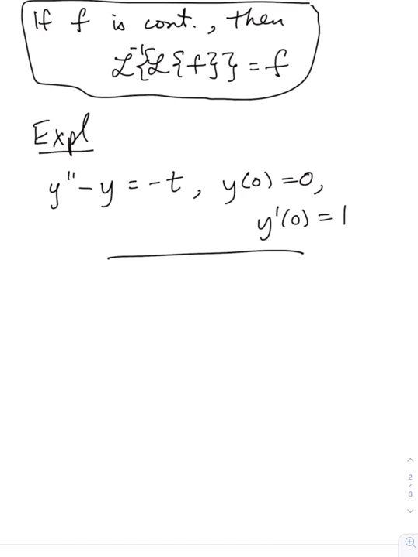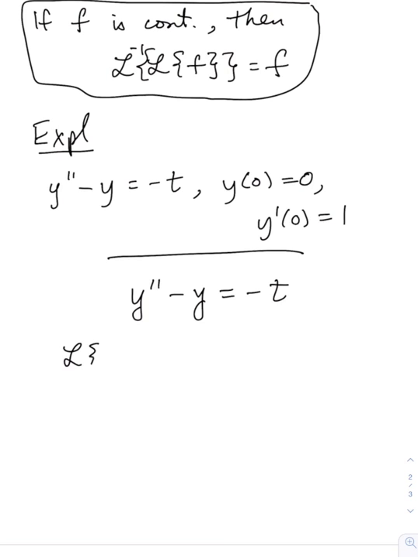We know already from our existence and uniqueness theorems that there is a solution, y. So there's this unknown function y which satisfies this equation. Ignoring for the moment the initial conditions, just look at the differential equation. The left-hand side is a function, the right-hand side is a function, and these two functions are equal. So if these two functions are equal, then their Laplace transforms are equal, so we can take the Laplace transform of both sides.